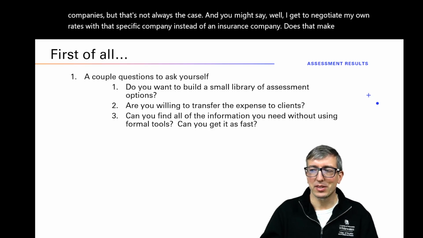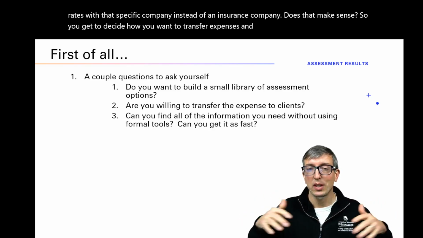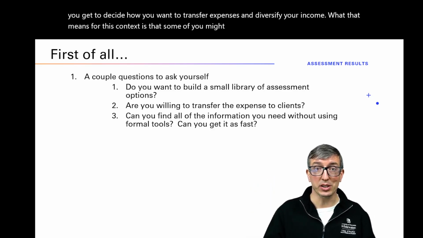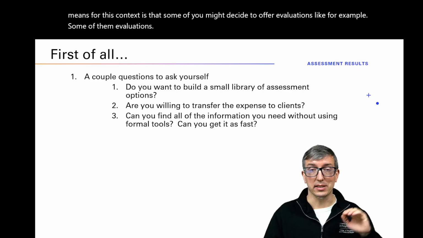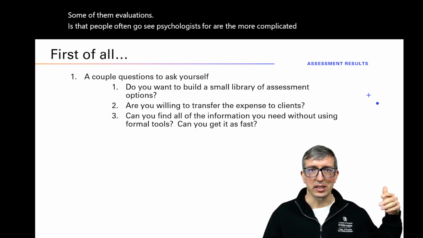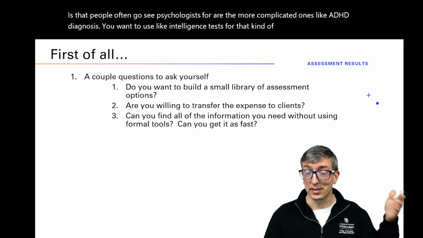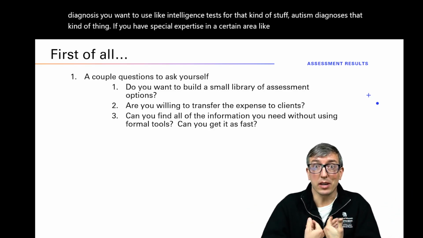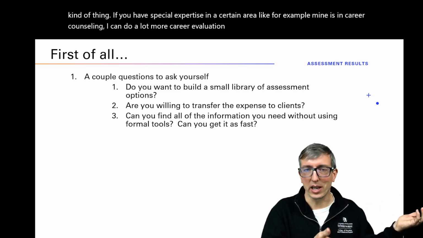So you get to decide how you want to transfer expenses and diversify your income. What that means for this context is that some of you might decide to offer evaluations. Like, for example, some of the evaluations that people often go see psychologists for are the more complicated ones, like ADHD diagnoses. You want to use intelligence tests for that kind of stuff, autism diagnoses, that kind of thing. If you have special expertise in a certain area, like for example, mine is in career counseling, I can do a lot more career evaluation than most mental health or school counselors are trained for.